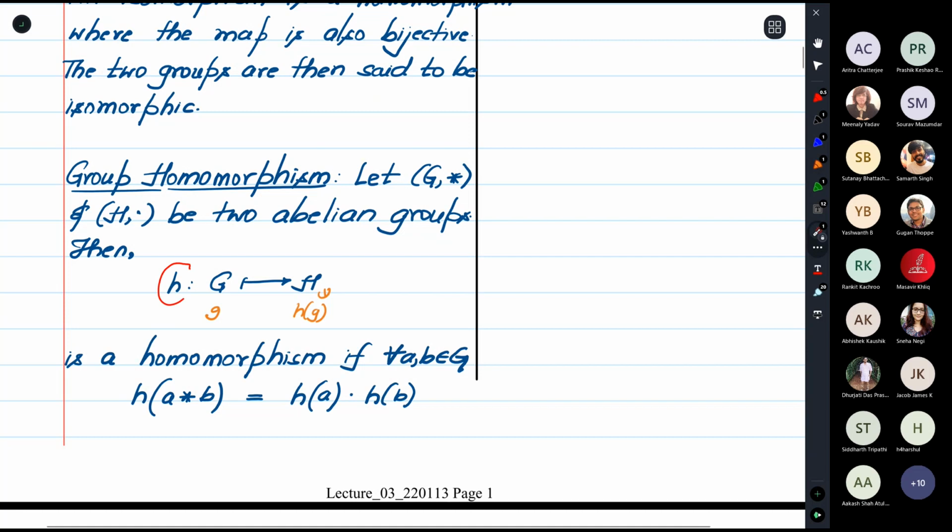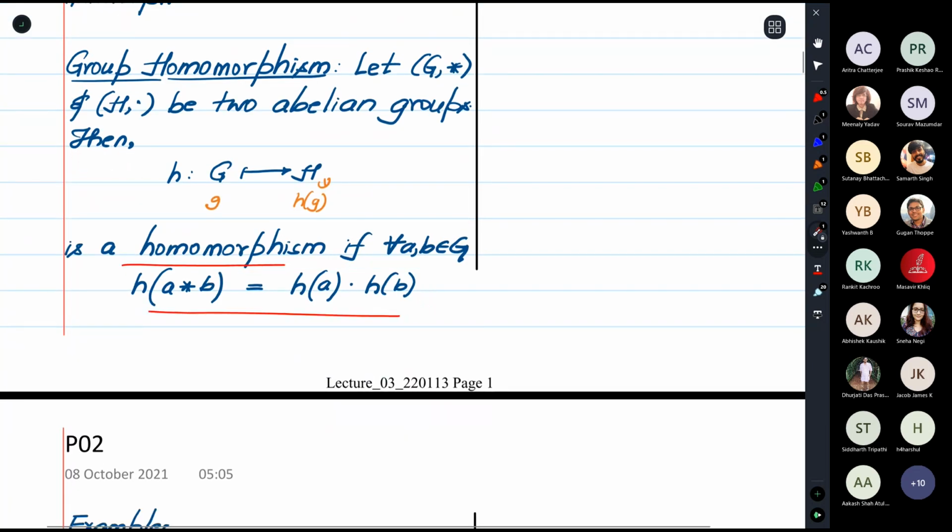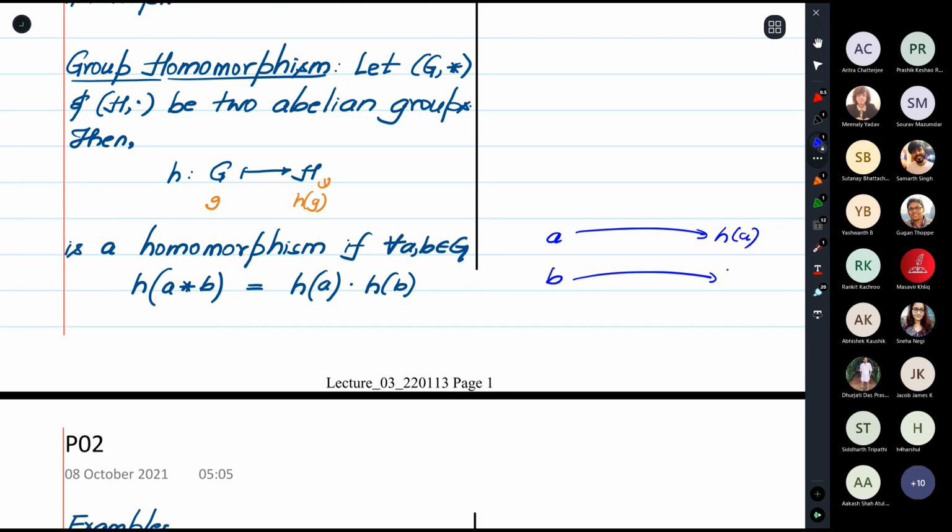We will say such a function is a homomorphism if for every pair of elements a, b in G, the following relationship holds. Let's try to understand what this relationship says. There are two inputs under consideration here. a under h would be mapped to h of a and b would get mapped to h of b.